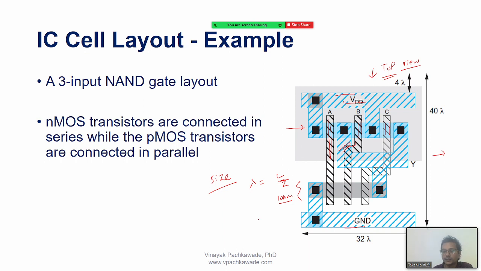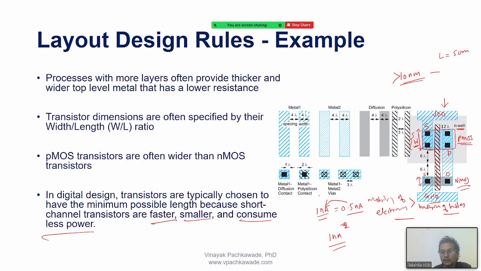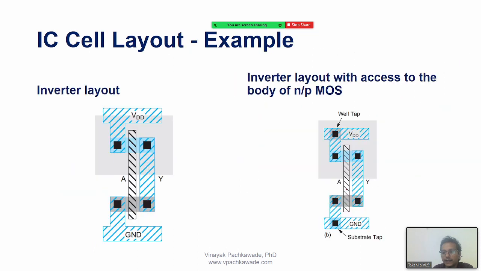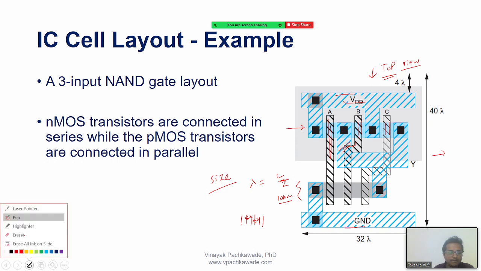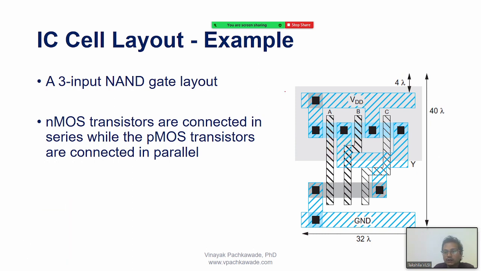You know what should be the minimum width for poly, what should be the minimum width for metal, what should be the minimum width of diffusions, and you also know the rules for the spacing between them. All these rules you know already. So when you follow these rules, just by hand, pen and paper, you can roughly estimate the approximate size of this particular cell when I finish the layout. So that shows here, for instance, total size is 40 lambda by 32 lambda.